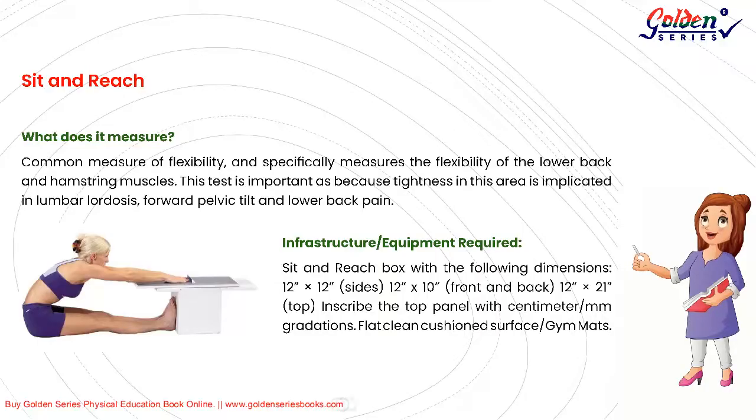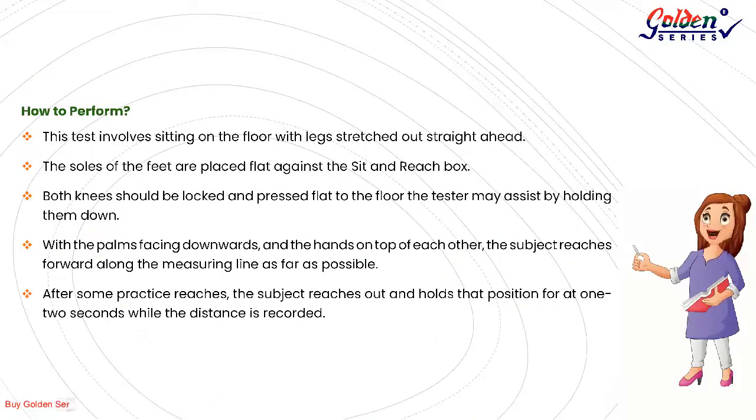Inscribe the top panel with centimeter and millimeter gradations. Flat clean cushioned surface, gym mats. How to perform? This test involves sitting on the floor with legs stretched out straight ahead. The soles of the feet are placed flat against the sit and reach box. Both knees should be locked and pressed flat to the floor. The tester may assist by holding them down.